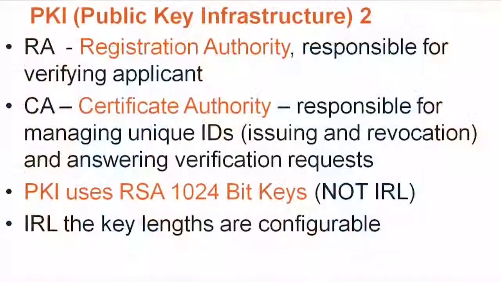So kind of what the infrastructure looks like. We talked about the key servers and such. RA is a registration authority. They're responsible for verifying the applicant. CA is a certificate authority responsible for managing unique IDs, issuing and revoking, and answering verification requests.